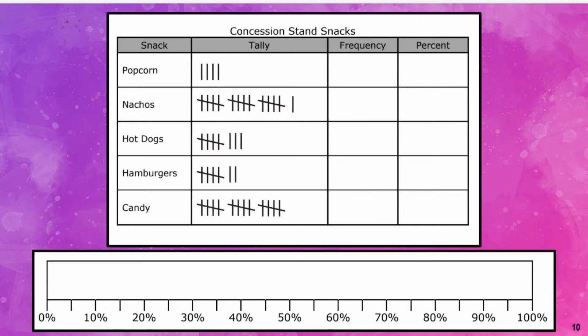All right, so I want you to take a moment, pause this, and then go ahead and fill out the frequency portion of the column. And when you're done, come back.